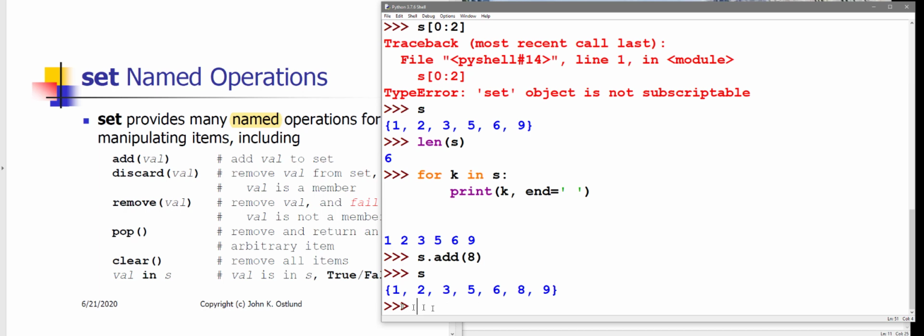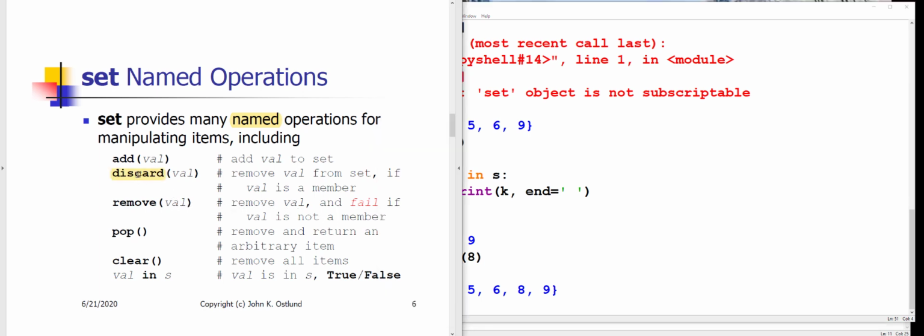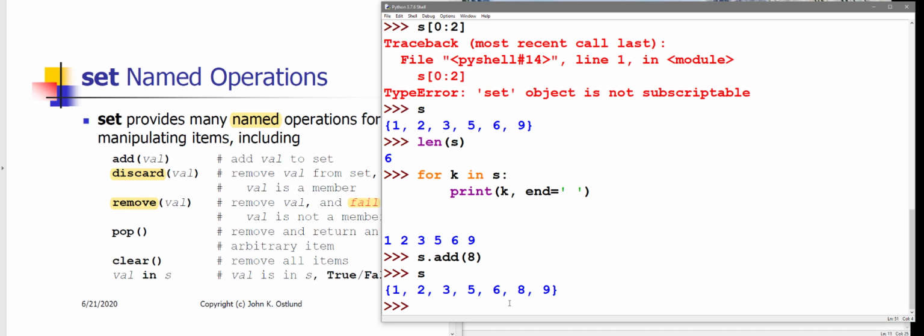Now, there are 2 ways I can get rid of items from a set. I can either discard an item or I can remove an item. The difference between discard and remove is that discard is always silent and doesn't fail, even if the item that you're trying to remove from the set doesn't exist. Whereas remove will generate an exception if the item that you're trying to remove doesn't exist in the set.